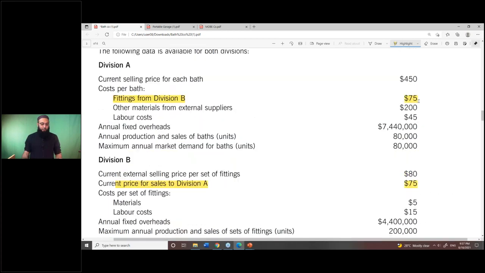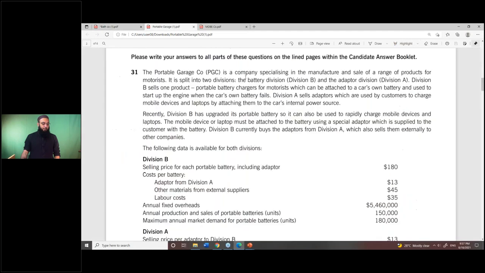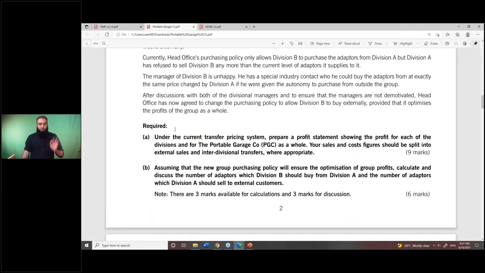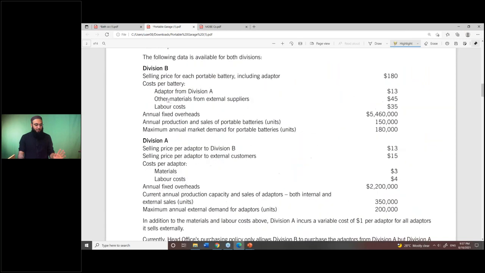Okay. To find out the units that they are transferring, I need to read the scenario. So I'm not doing that, I'm just giving you the idea. Okay, done. Now, second, Portable Garage company. Almost the same question. It says, using the current transfer pricing system, which means there is a current system given here, and see, selling price to B, 13. So it's a revenue for A and it's a cost for B. The current policy gives you the idea that the current transfer is at 13. And once I read the scenario, I can find the units as well that they are currently transferring.